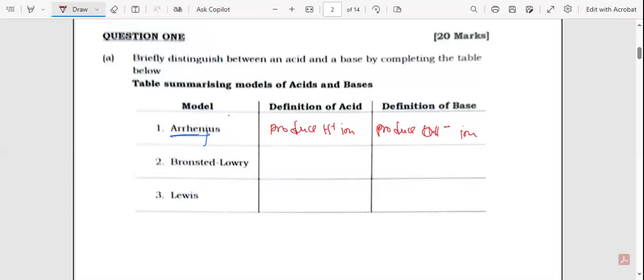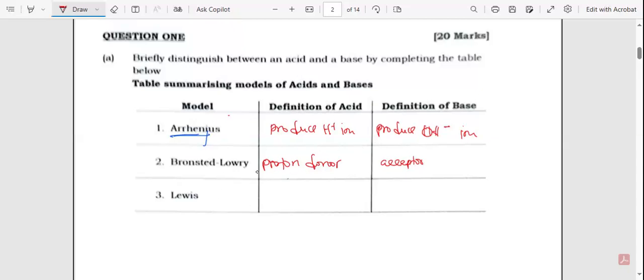Bronsted-Lowry defined an acid as a proton donor, or a substance that donates a proton. A proton, in this case, we mean a hydrogen ion. That's how he defined this one, proton donor. Then this one is a proton acceptor. That's how he defined a base.